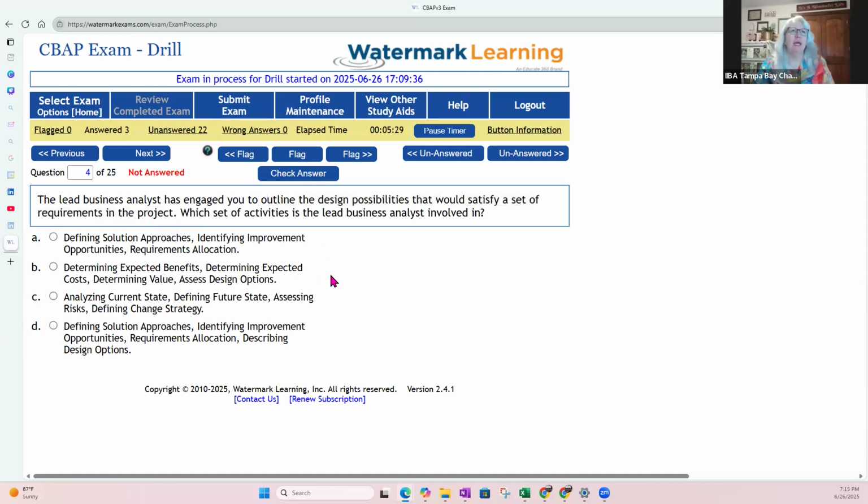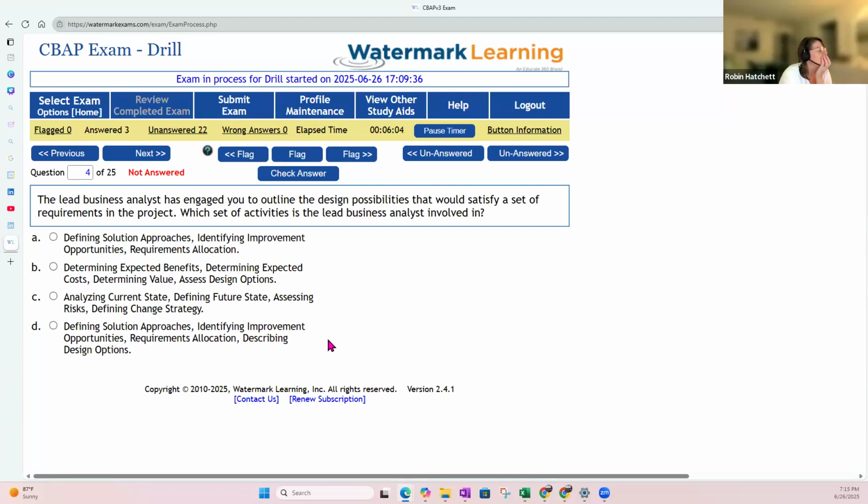We'll find out. Which set of activities would the lead business analyst be involved in? Is she defining solution approach, identifying improvement opportunities and requirements allocation? Is she determining expected benefits, determining expected costs, determining value, assessing design options? Is she analyzing current state, defining future state, assessing risk, defining change strategy, or is she defining solution approaches, identifying improvement opportunities, requirements allocation, and describing design options?